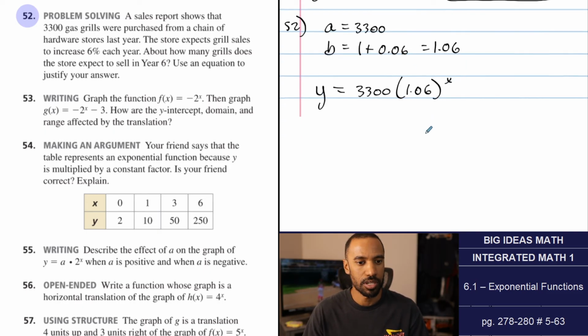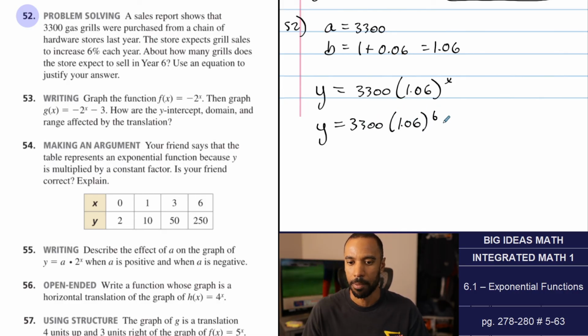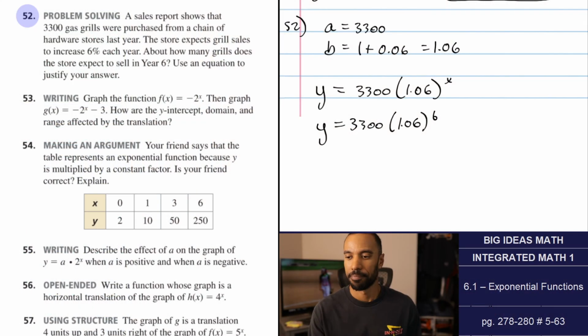So 6 years, it says in year 6. This is last year. So in year 6, we substitute 6 into here, to the 6th power, okay? So that's what we're going to get here. And I don't believe we had to graph this or anything like that. So I'm going to use the calculator for that one. 3,300, and I'm going to round to the nearest whole number, times 1.06 to the 6th power. It's going to be a crazy decimal. 4681. 4681 gas grills in year 6, okay?